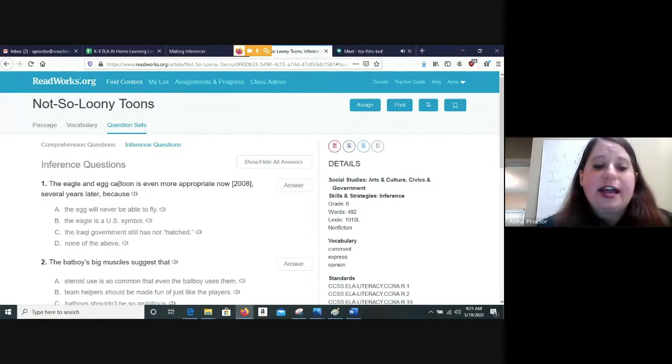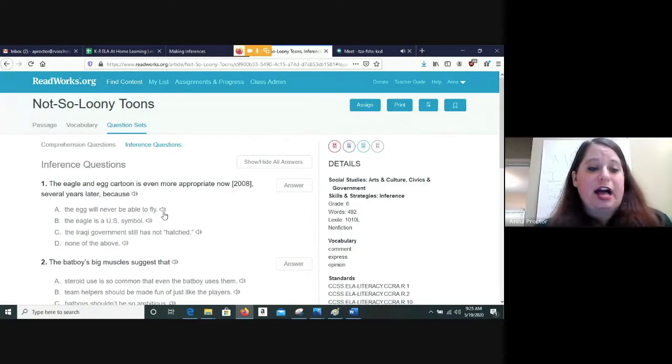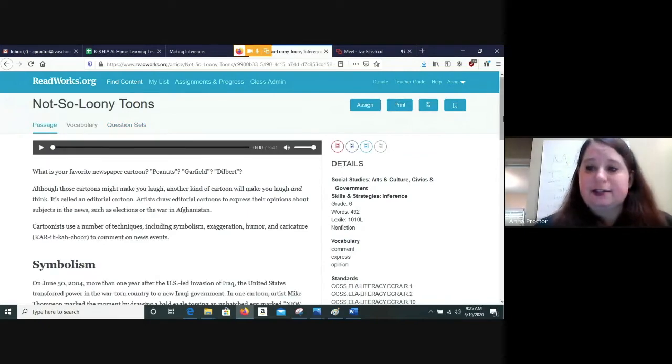Number one, the eagle and egg cartoon is even more appropriate now, and right now it's 2020, but this was in 2008, several years later, because A, the egg will never be able to fly, B, the eagle is a U.S. symbol, C, the Iraqi government still has not hatched, or D, none of the above. Now, you have to have some background knowledge that the Iraqi government is still unstable currently. So let's go back to the passage to see if we can get some clues from the text.